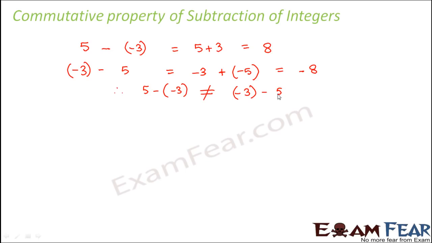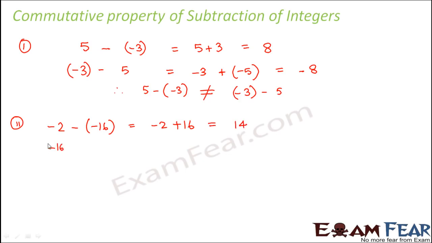That means the result changes the moment you change the order or change the position of the integers in case of subtraction. Now let us take another example. If you think that, okay, how can I rely on one example? So let's take another example. So minus 2 minus minus 16. So this is equal to minus 2 plus 16, which is equal to 14.